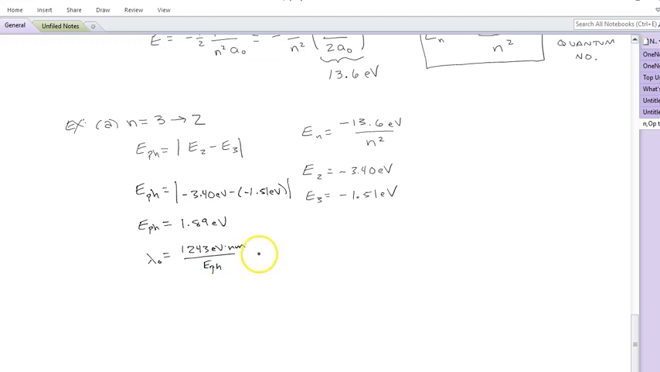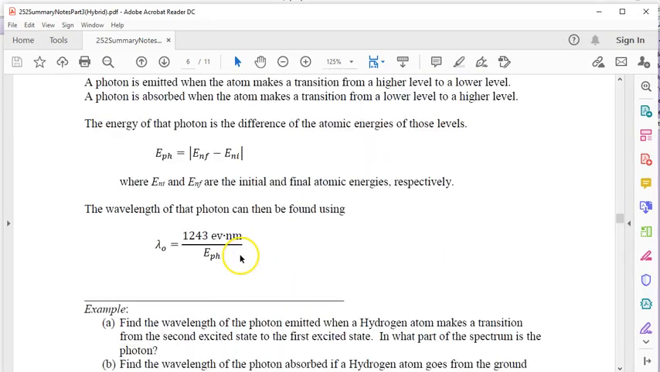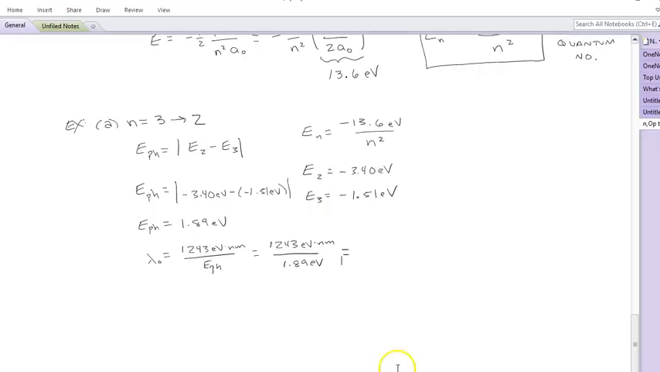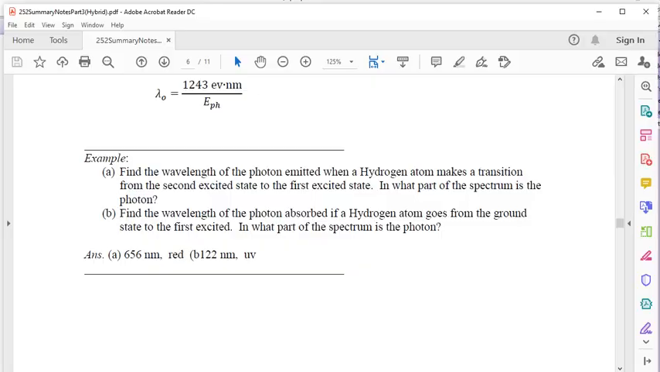You see how convenient it is to keep energies in eV and wavelengths in nanometers. So we just get 1243 eV nanometer over 1.89 eV. And if you punch that in your calculator, you're going to get the answer of 656 nanometers. That's the 3-to-2 transition.